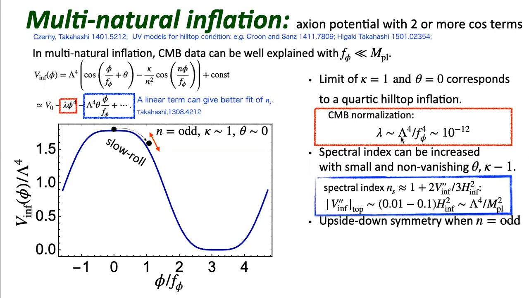In our scenario, we can have a small but non-vanishing theta and kappa minus one to enhance the spectral index. In any case, to have a consistent spectral index, the curvature at the hilltop should be around the Hubble parameter. So given the height of the potential, the curvature at the top is fixed.